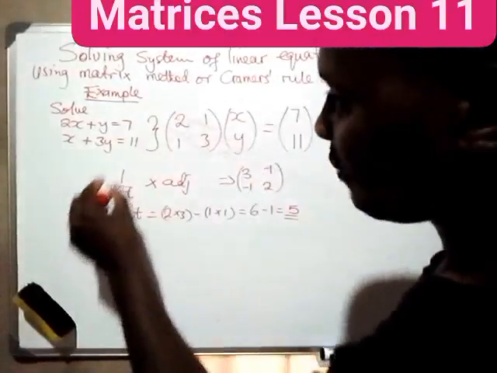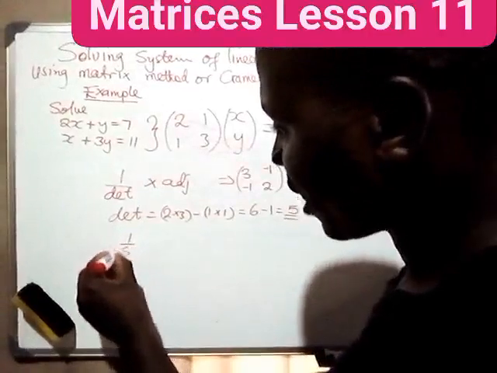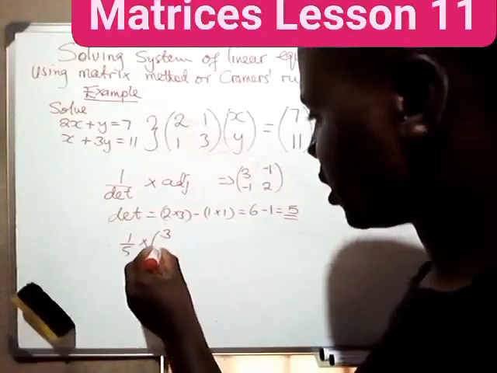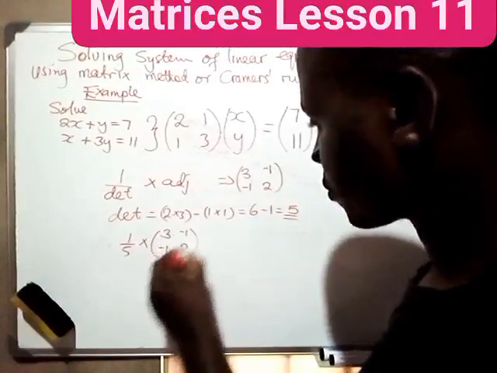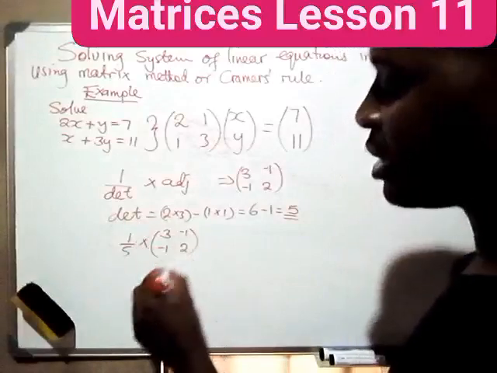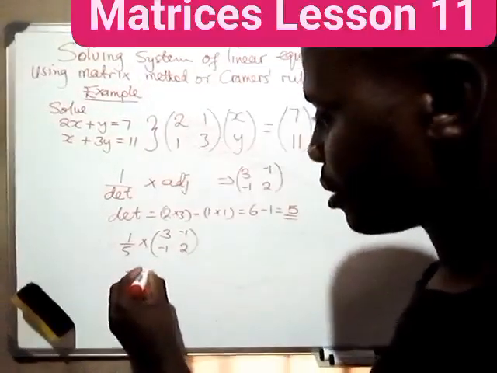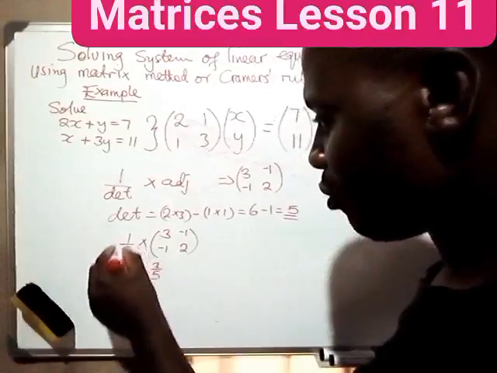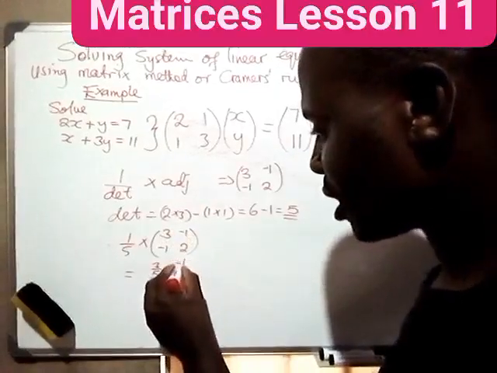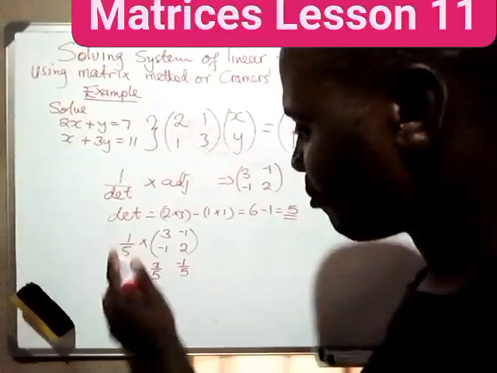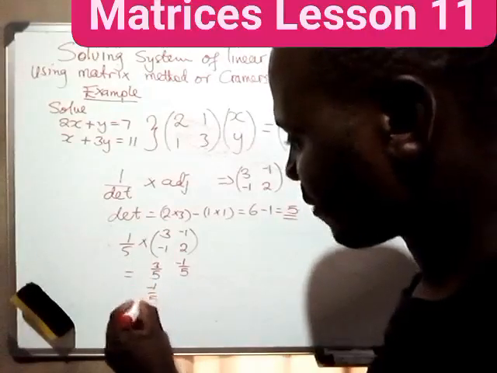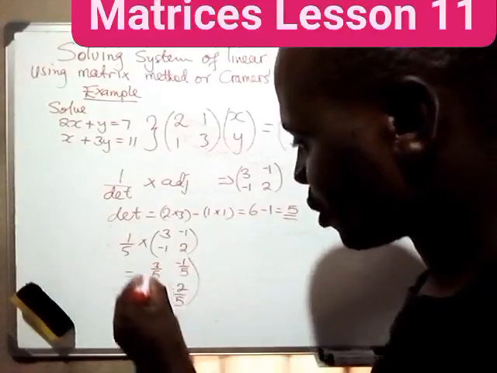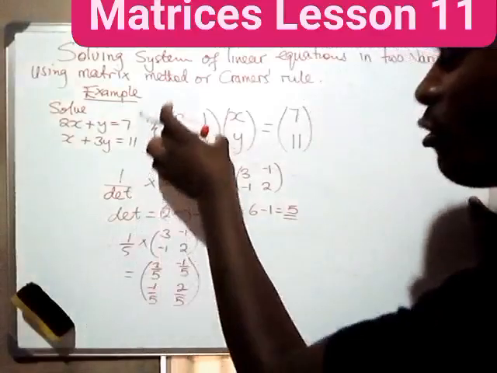So the inverse of this matrix now will be 1 over 5 multiplied by the adjoint, so this is what we have. Now, what is 1 over 5 times this? Our answer will be 1 over 5 multiplied by 3, which is 3 over 5. 1 over 5 multiplied by negative 1 is negative 1 over 5. 1 over 5 multiplied by this one, negative 1 over 5. 1 over 5 multiplied by this is 2 over 5. So this is the inverse of this matrix.